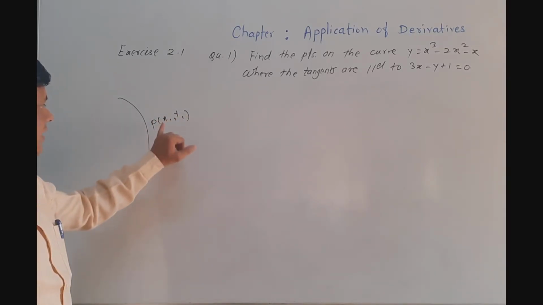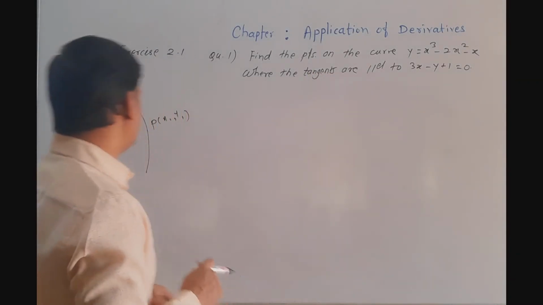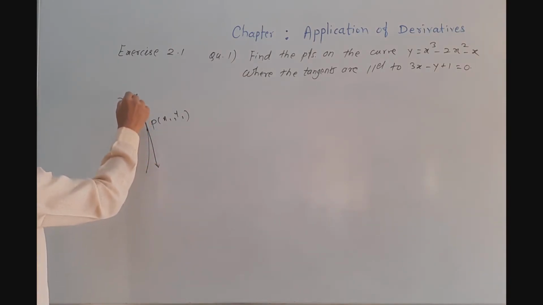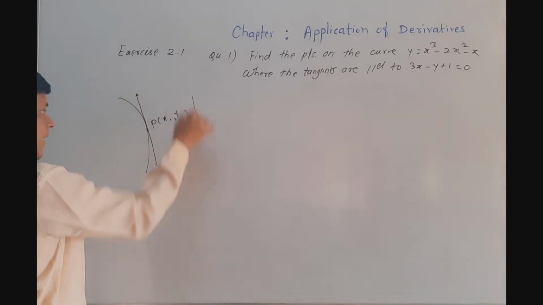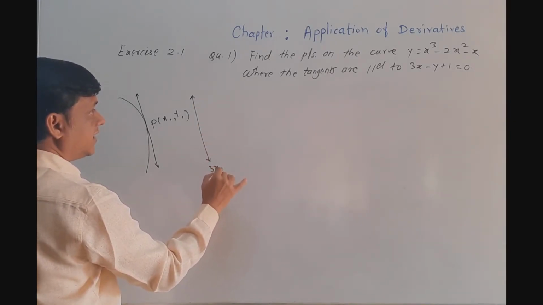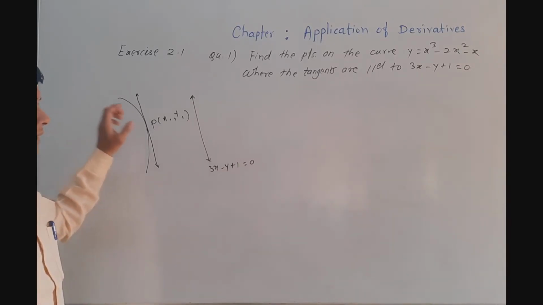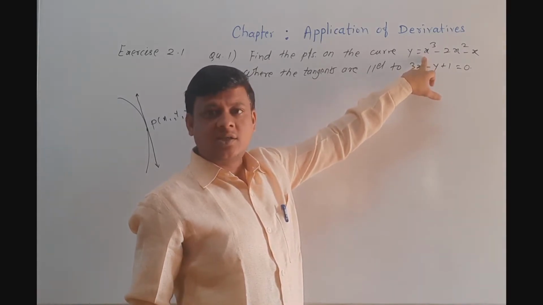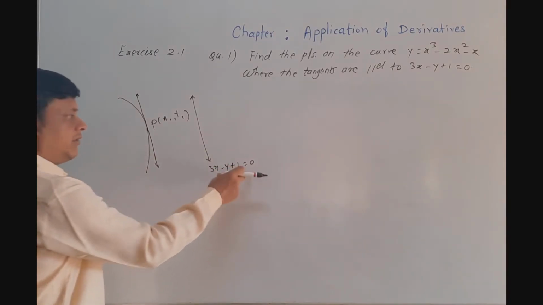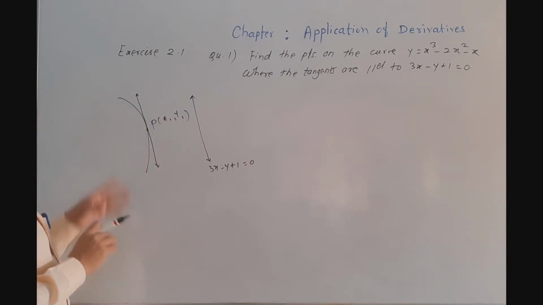That means we have to find the values of x1 and y1 where the tangents are parallel. So the tangent to this curve at point P of x1 y1 is parallel to this given line. This given line has equation 3x minus y plus 1 equals 0. That means here we find the slope of this tangent for this curve, which is parallel to this given line. From that condition we find the value of x1 y1, that means the point on this curve.